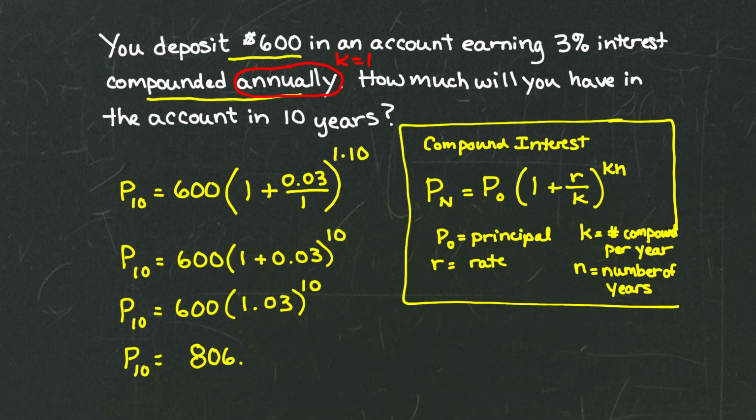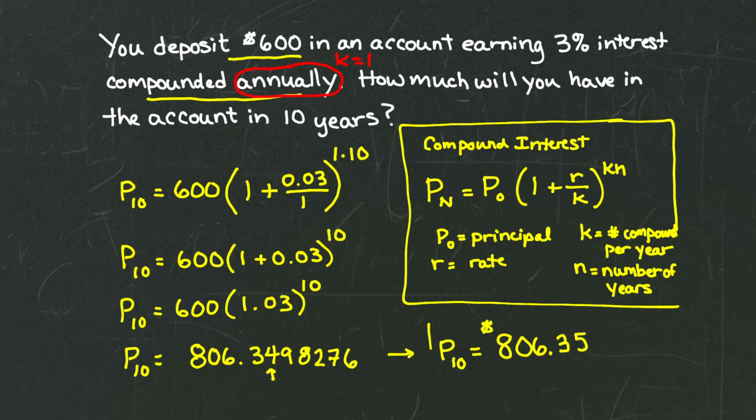When I do that, 1.03 raised to the 10th power, and then multiply that result by 600, I get $806, and the decimal goes 0.349876. But when we're talking money, we round to the nearest hundredth, or nearest 2 decimal places. So that tells me that the principal, or the money in my account after 10 years, is going to be $806.35. I hope that makes sense.